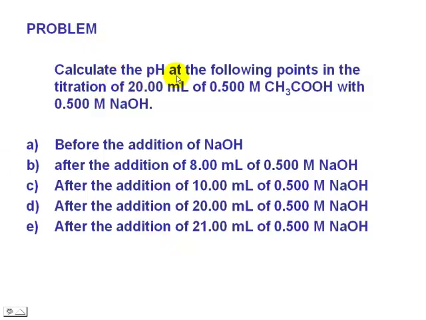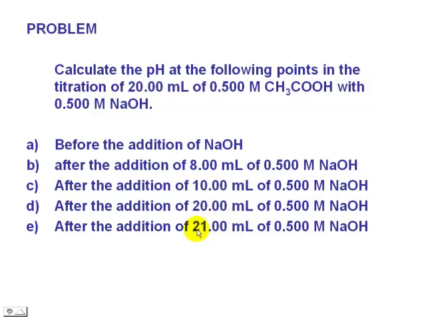We're going to calculate the pH at the following points in the titration of 20 milliliters of 0.5 molar acetic acid with 0.5 molar sodium hydroxide. So we're going to calculate the pH before we add any sodium hydroxide, and of course the pH there is going to be based on the ionization of the weak acid. We'll calculate after the addition of 8 milliliters, 10 milliliters, 20 milliliters, and 21 milliliters.